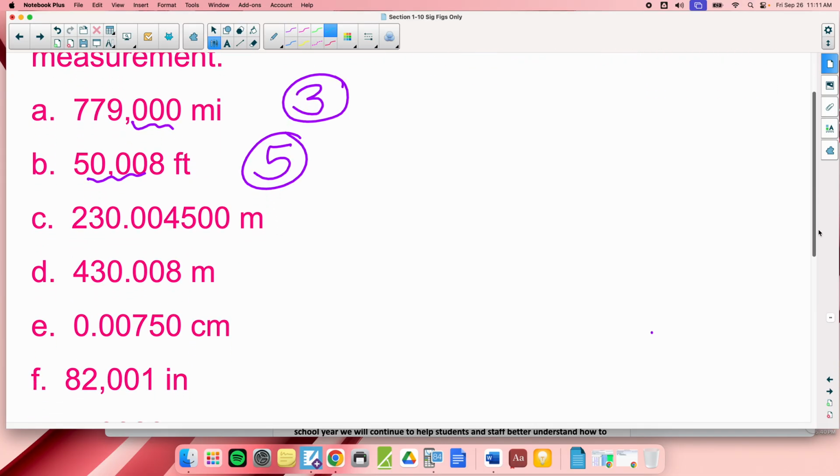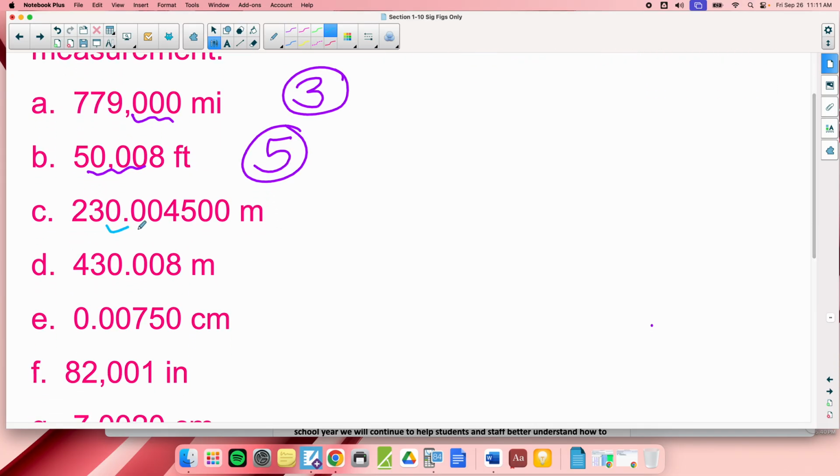Okay. C. Do we count these? Yep. Do we count these? Yes, right? So we count everything. These are between 2 non-zeros. These are trailing zeros. So we have 1, 2, 3, 4, 5, 6, 7, 8, 9. Okay. Do I count these in D? Yeah. So total there'd be what, 6?